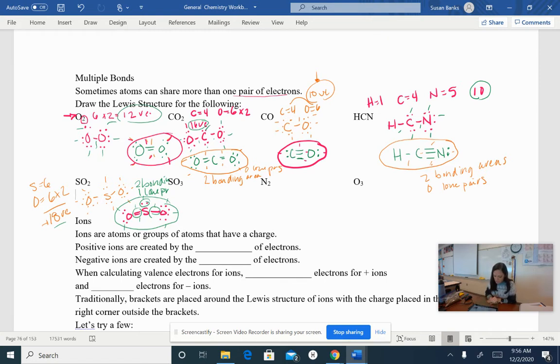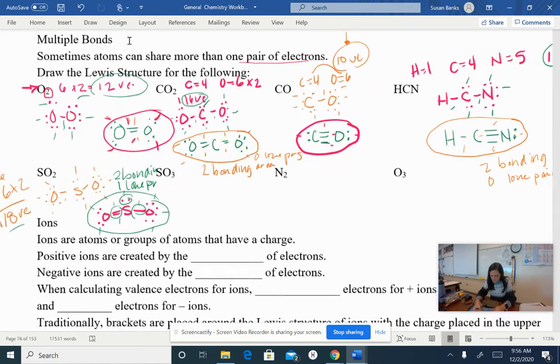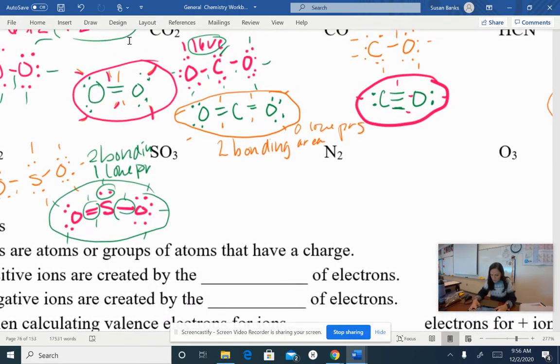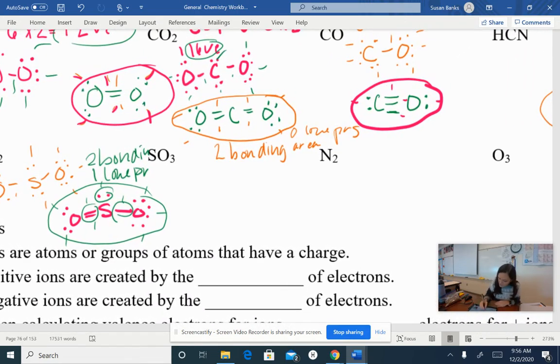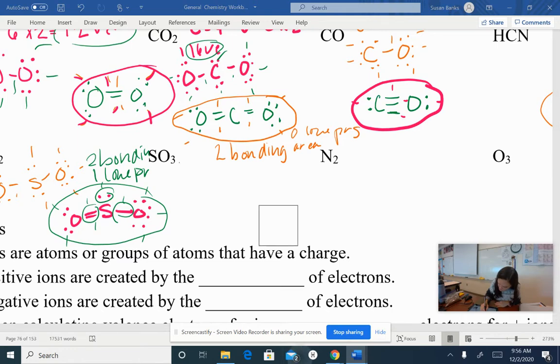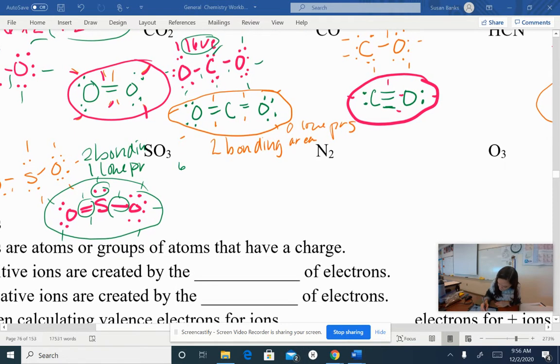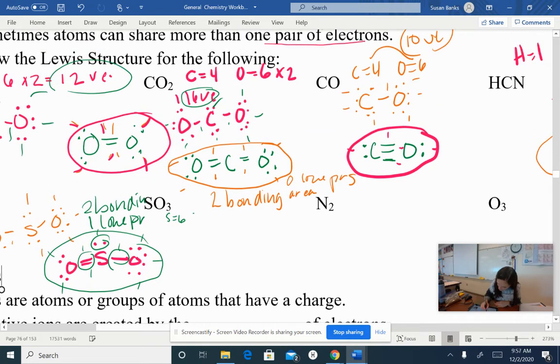Let's look at sulfur trioxide. Now, sulfur trioxide, and I need more space. Sulfur has 6 valence electrons, and oxygen also has 6 valence electrons, but I've got 3, so I'm going to multiply that by 3. So 6 times 3 is 18, plus the 6 of the sulfur will give me 24.